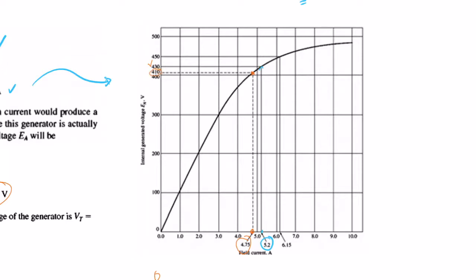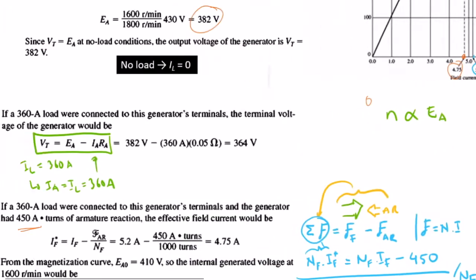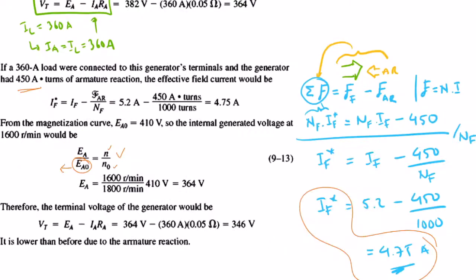And again, in reality you might not have the value written, so you need to calculate or approximate the value of the internal generated voltage for that projected point, okay? In this case what we got is 410 volt for EA, and therefore we are using 410 volt. So EA0, the base rated voltage, is equal to 410.